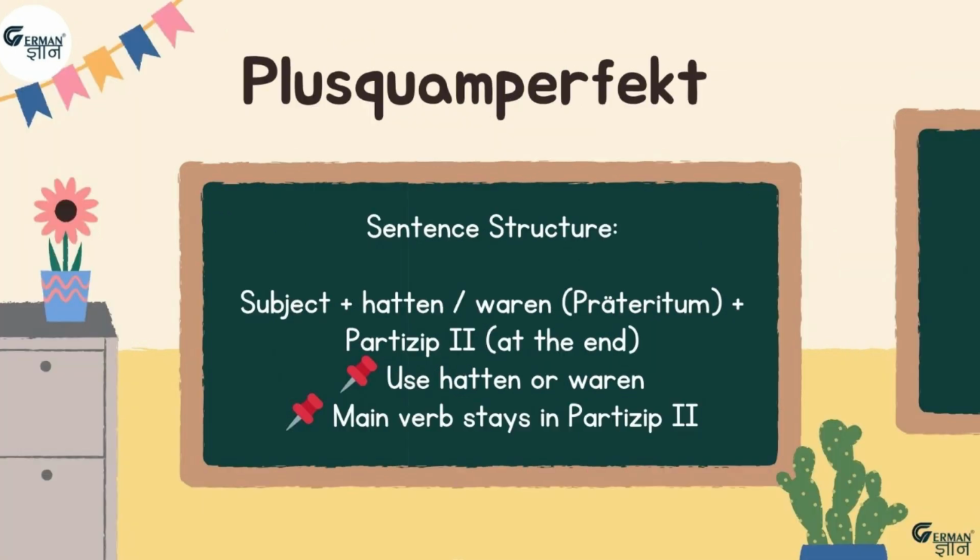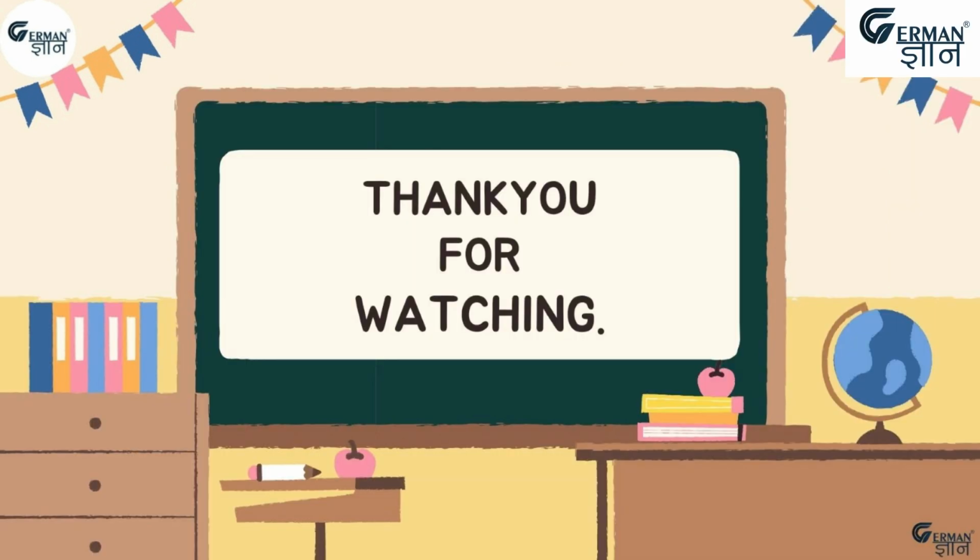Now we have pluscuamperfect tense in B1 level, and the sentence is somewhat similar to perfect tense. So the structure is, we write subject, then we write hatten and waren, which is basically conjugated in pluscuamperfect, then we write participle zwei at the end of the sentence. And use hatten or waren, this is important, at the second place, and main verb stays in participle zwei. So this is the structure of pluscuamperfect.